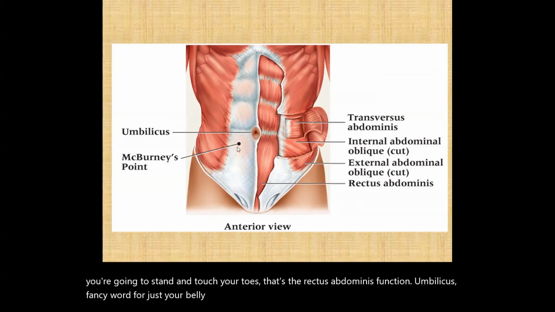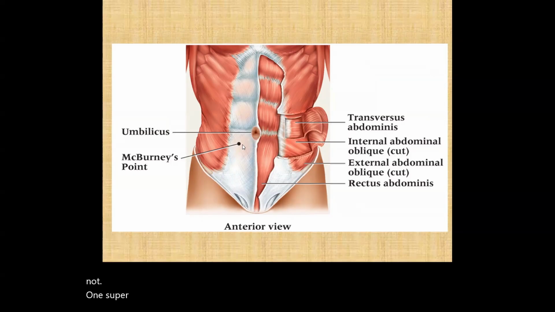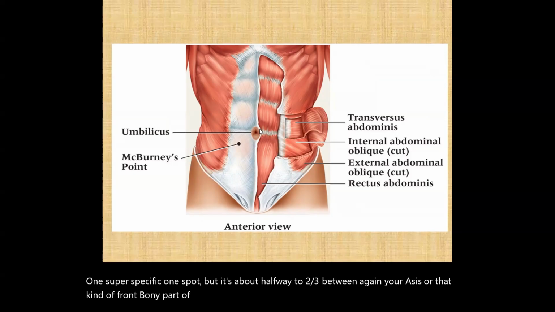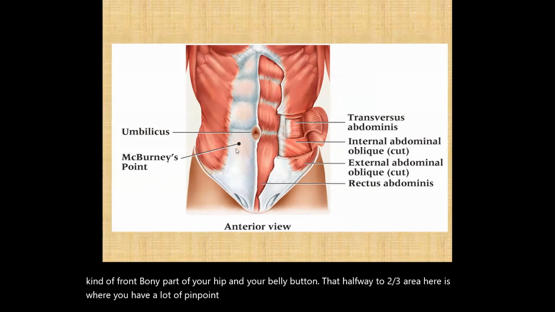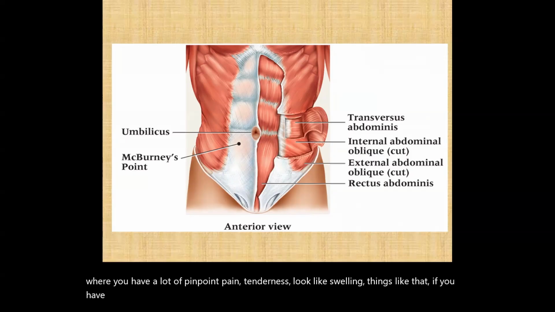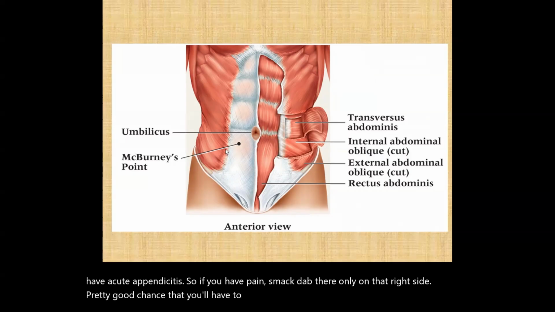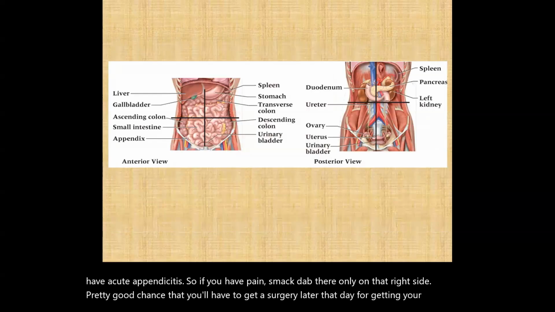We'll talk about McBurney's point a little bit later. It's not one super specific spot, but it's about halfway to 2/3 between, again, your ASIS or that front bony part of your hip and your belly button. That halfway to 2/3 area is where you'll have a lot of pinpoint pain, tenderness, localized swelling, things like that if you have acute appendicitis. So if you have pain smack dab there, only on that right side, pretty good chance that you'll have to get a surgery later that day for getting your appendix removed.